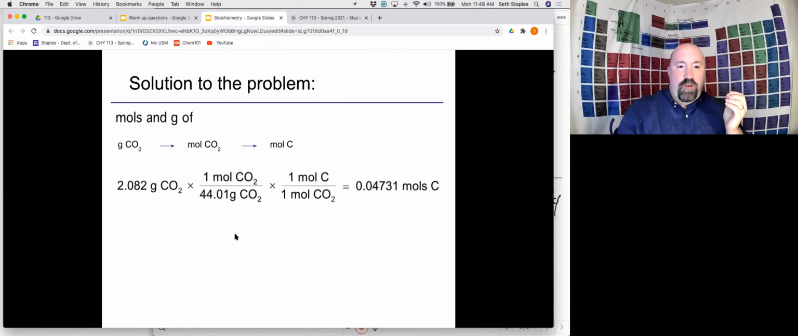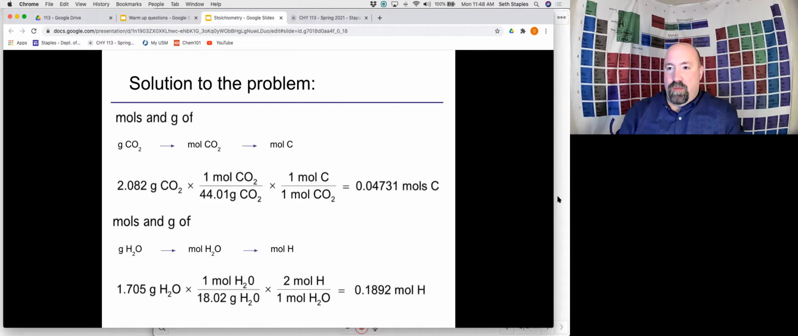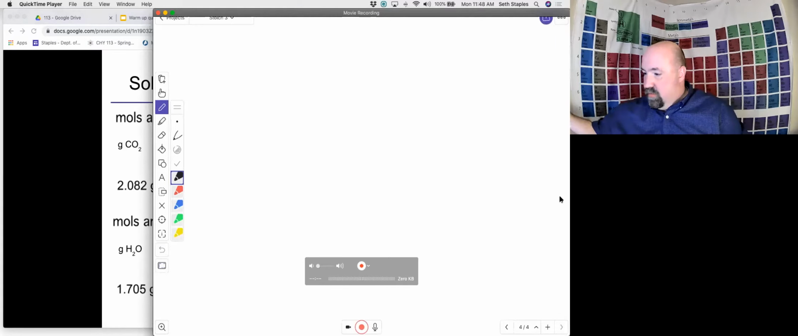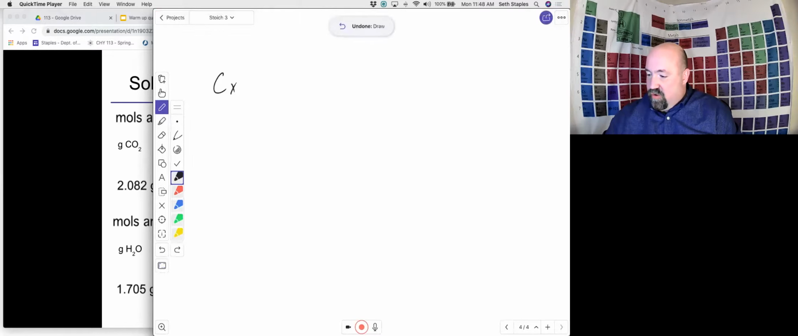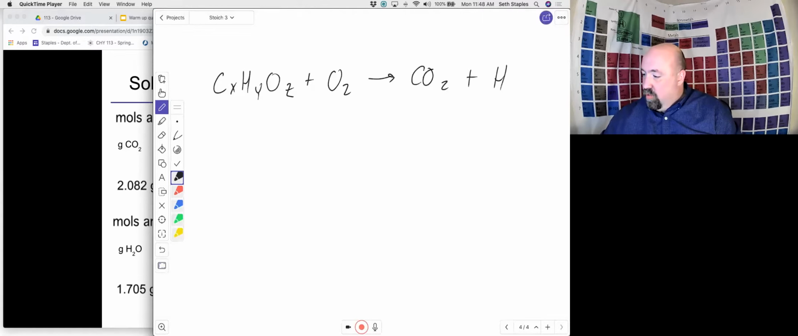The first thing that we're going to do is use our mass of the CO2 produced to relate that back to how much carbon had to have been present in the beginning, how many moles of carbon. Because it's important to note as well that in our generic equation, our generic hydrocarbon, CxHyOz, is going to react with O2, form CO2 and H2O.